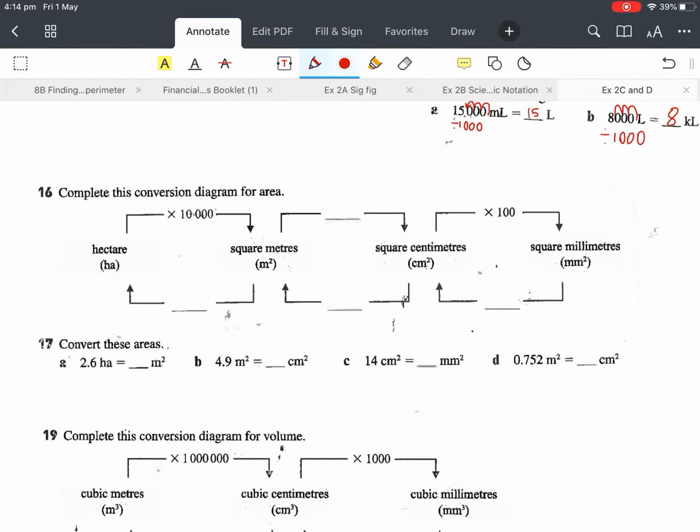Okay, hi Year 11. Here we go with changing hectares to square metres to square centimetres. Now to help you with this conversion, I draw a little diagram.